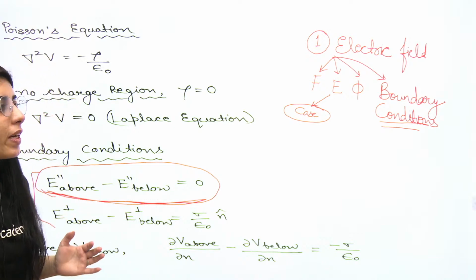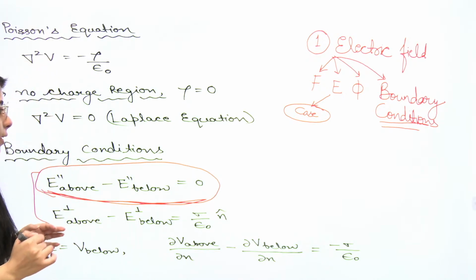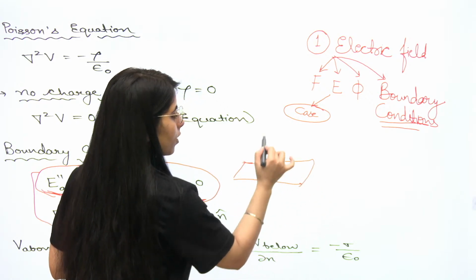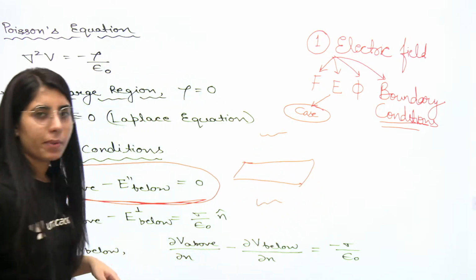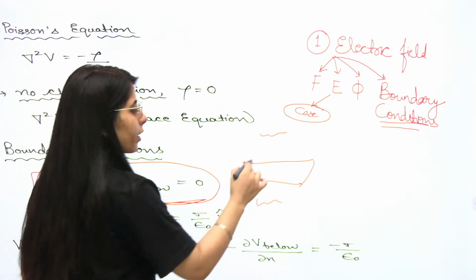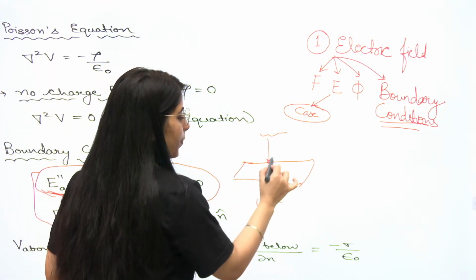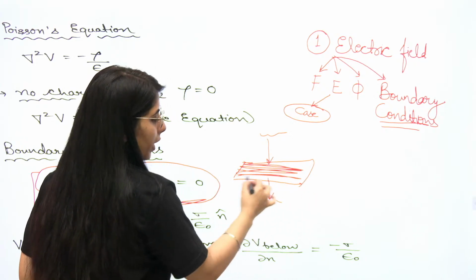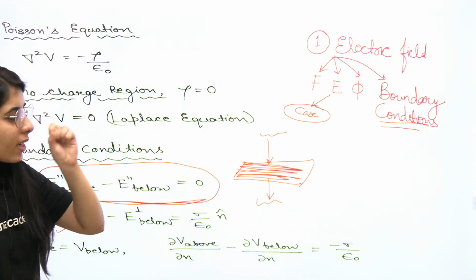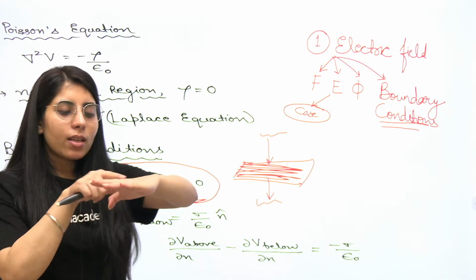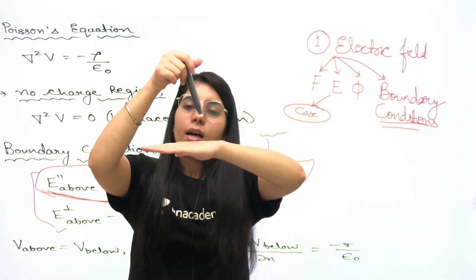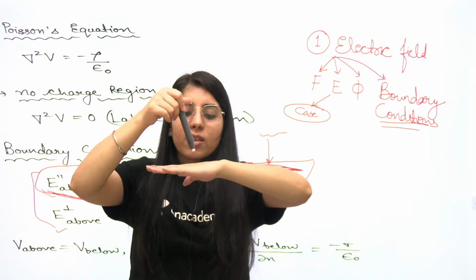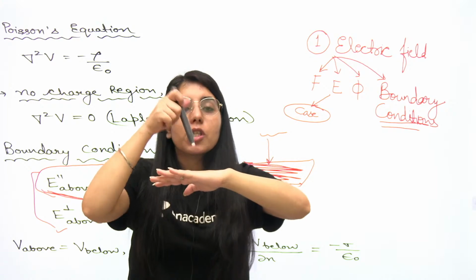Now how to memorize it? Let me tell you that too. See, let's say this is the boundary, this is the sheet. Above this sheet there is another medium and below this sheet there is another medium. Now what will happen if you are trying to move like this? You will have something in between. So when there is something in between and we try to cross this path vertically, there is a barrier, and this is discontinuous.